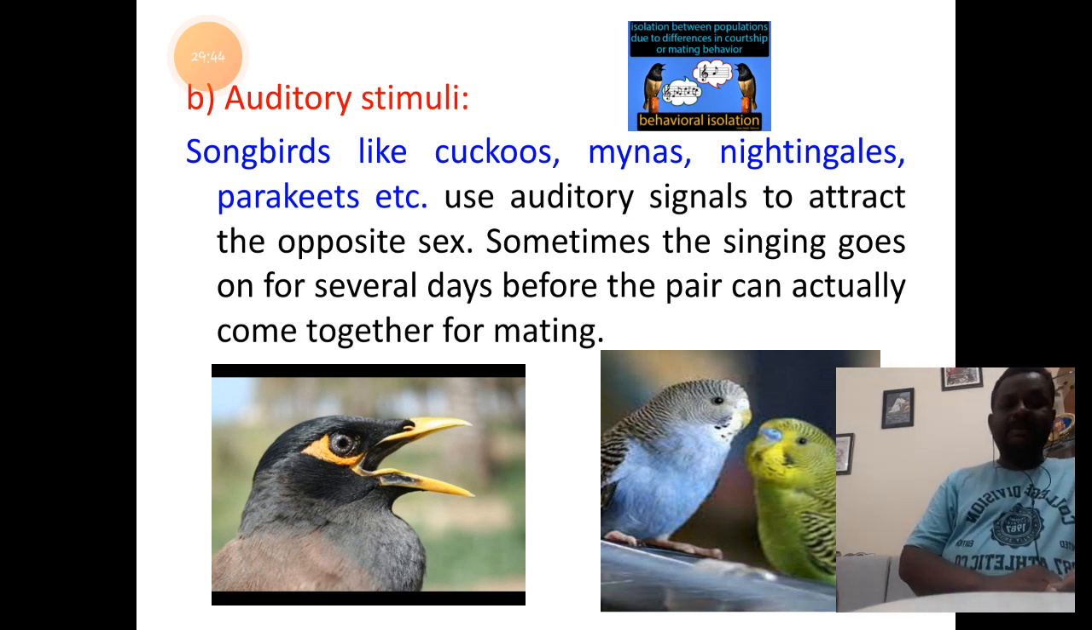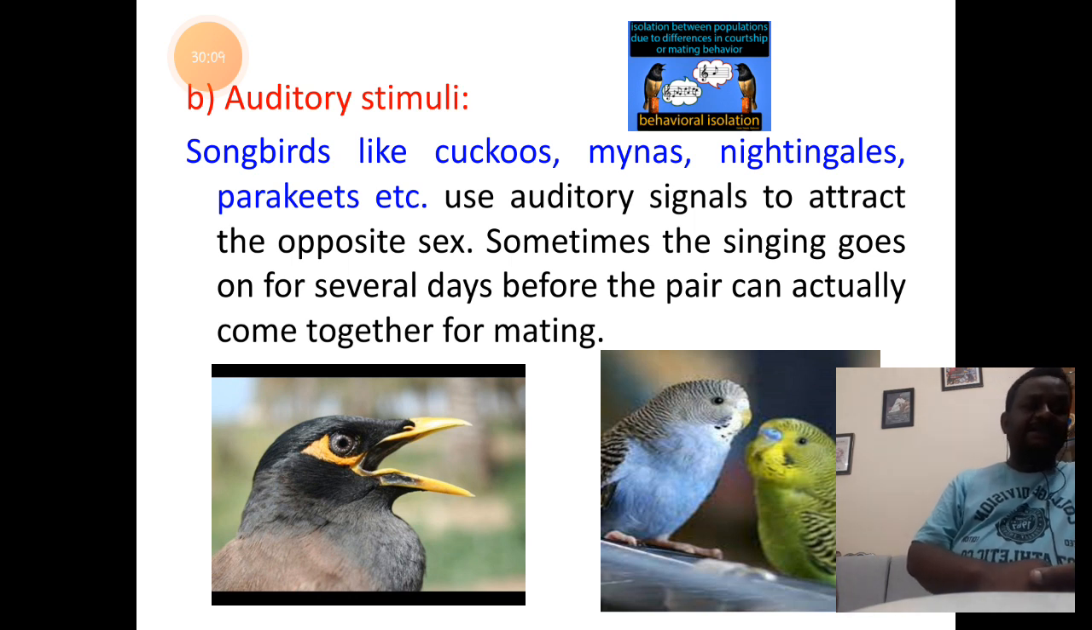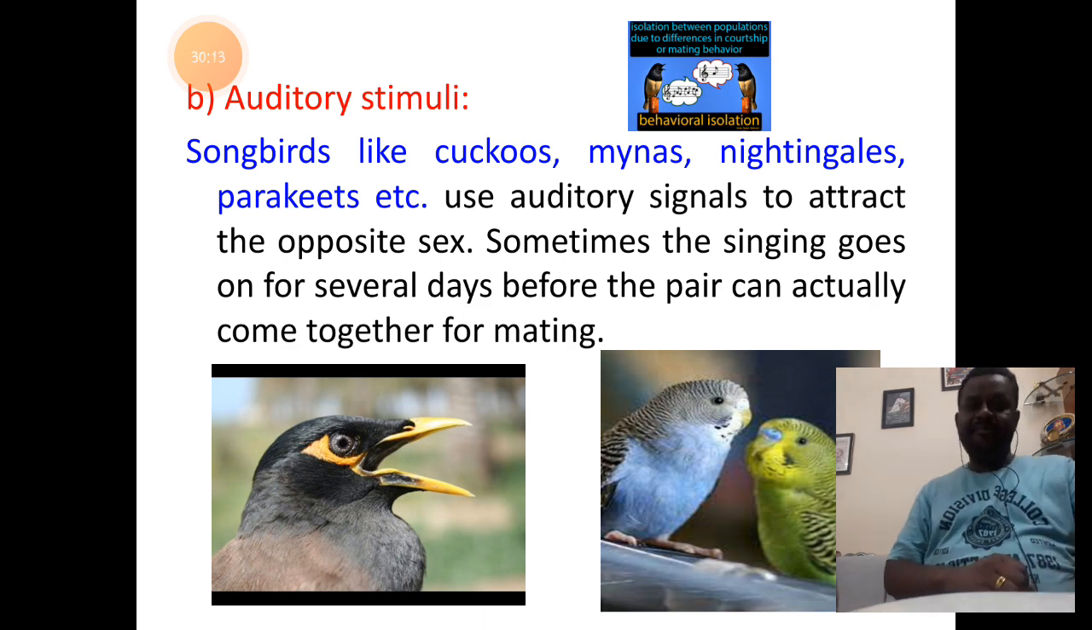The second type of signal is auditory stimuli. It includes varieties of sounds and songs produced by one sex to attract the opposite sex for the process of mating. It includes songs of birds like cuckoos, mynas, nightingales, parakeets, etc.